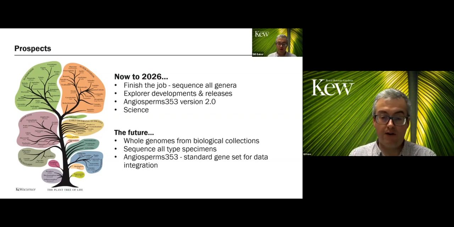I see the role of Angiosperms353 remaining central and important as a standard gene set for data integration. There is building up an enormous collection, and there will be in the future a huge legacy collection of 353 data. I rather hope, though, that the technical processes of targeted sequence capture in the lab will be something we can abandon once we can simply sequence deeply enough from our collections to be able to recover the orthologs without target enrichment.